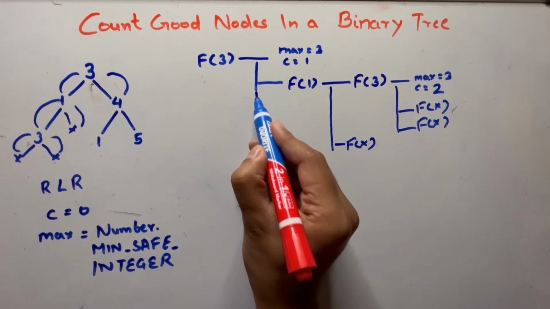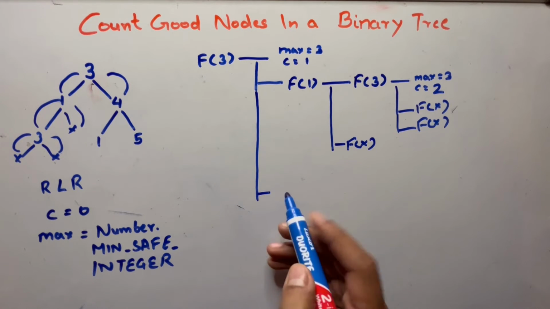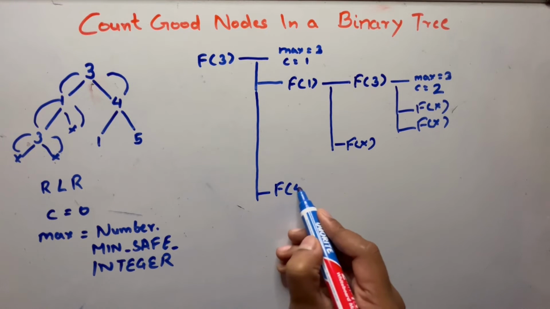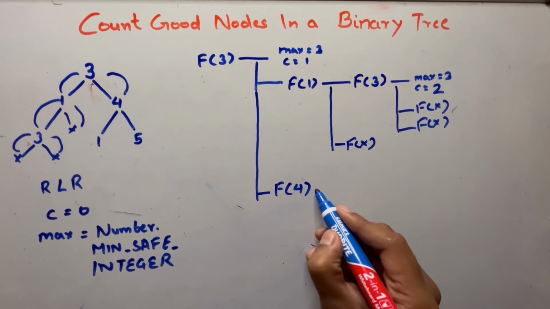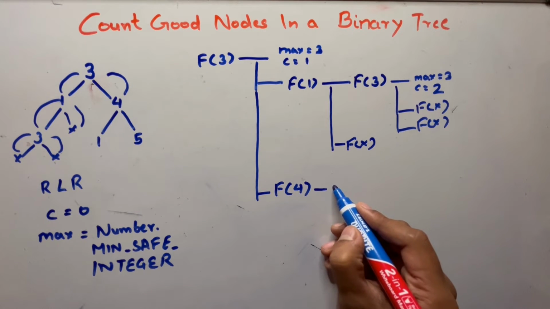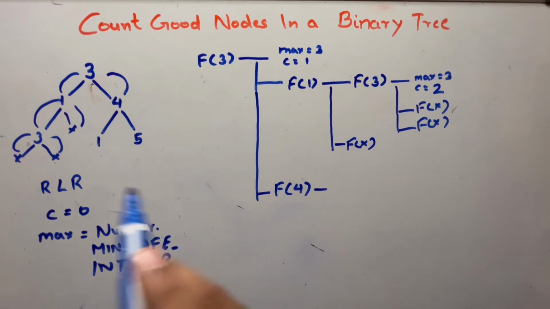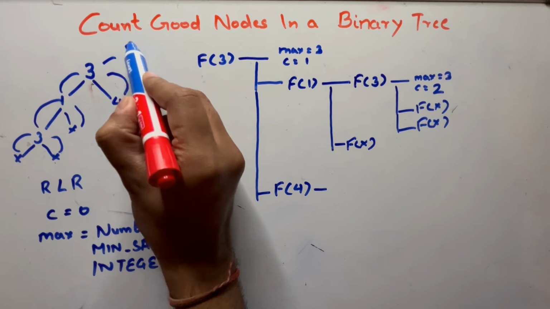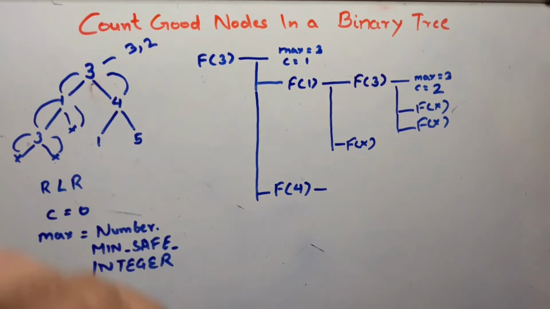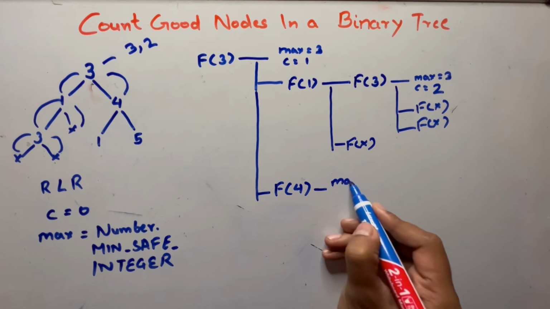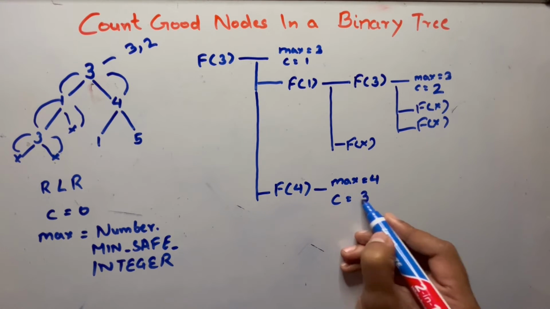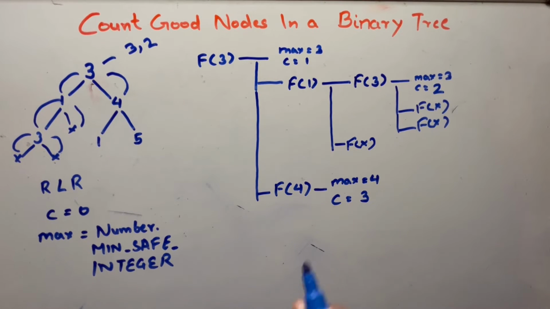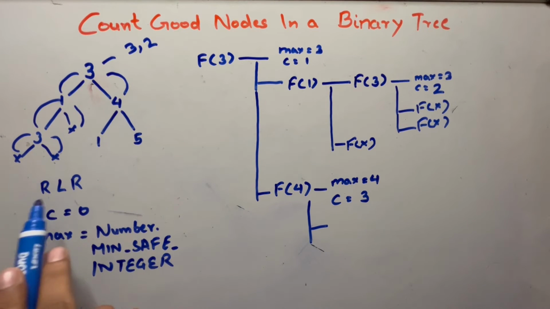Now it will go for the right, and in the right we have 4. So friends, this parent will now call for this particular 4, and 4 will also check if it is greater than the max or not. The max over here is 3, and currently the counter is 2. So it is greater than max, then max will be updated to 4 and counter will be updated to 3. Cool.